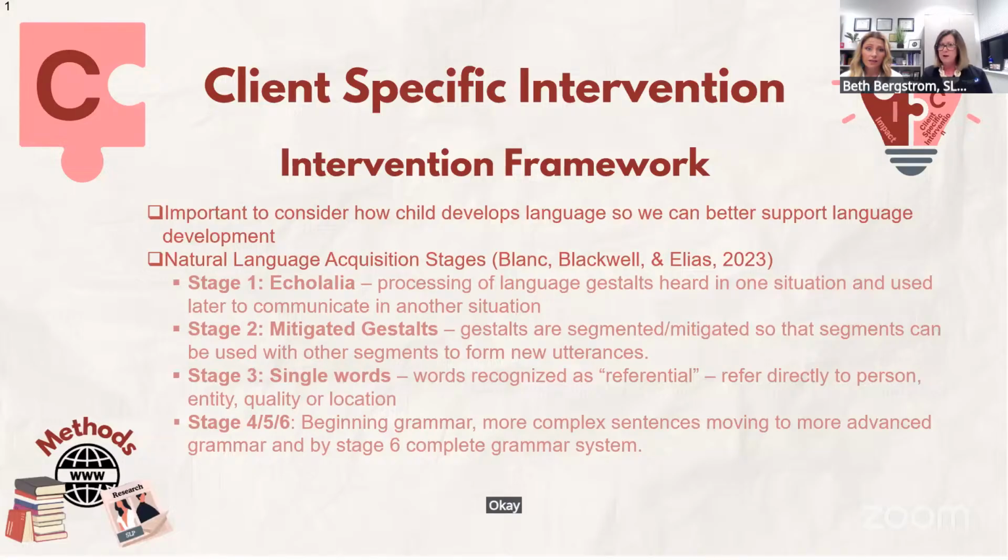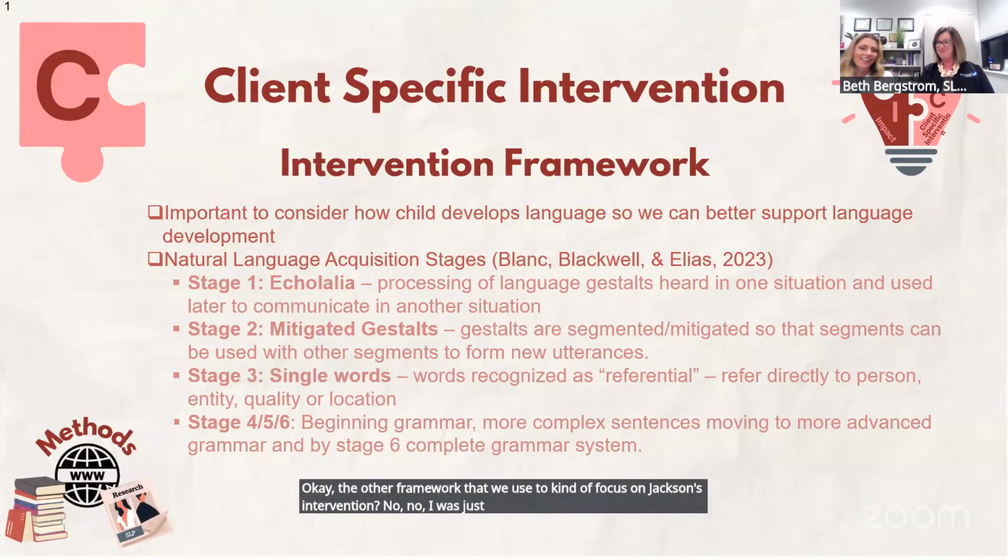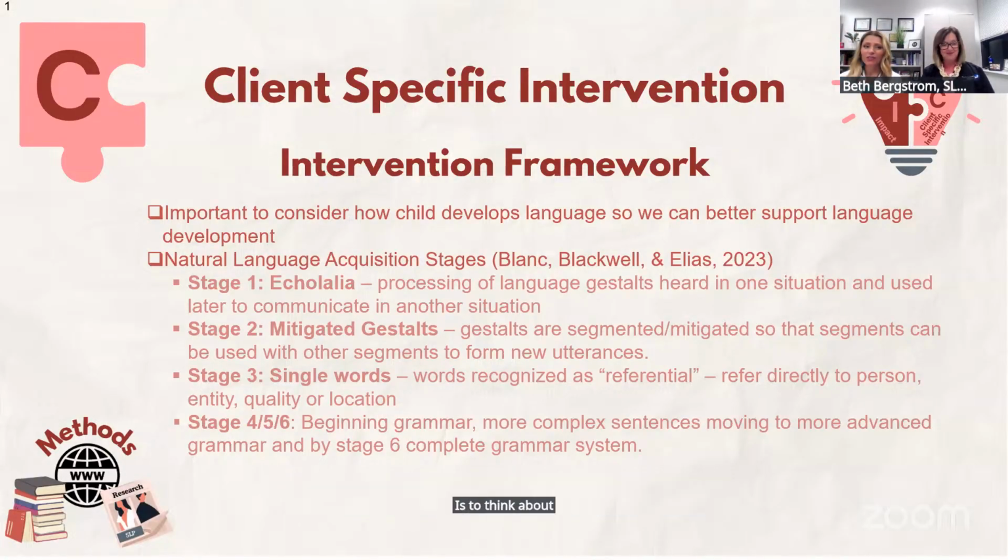Okay. The other framework that we use to focus on Jackson's intervention is to think about his Gestalt language learning.